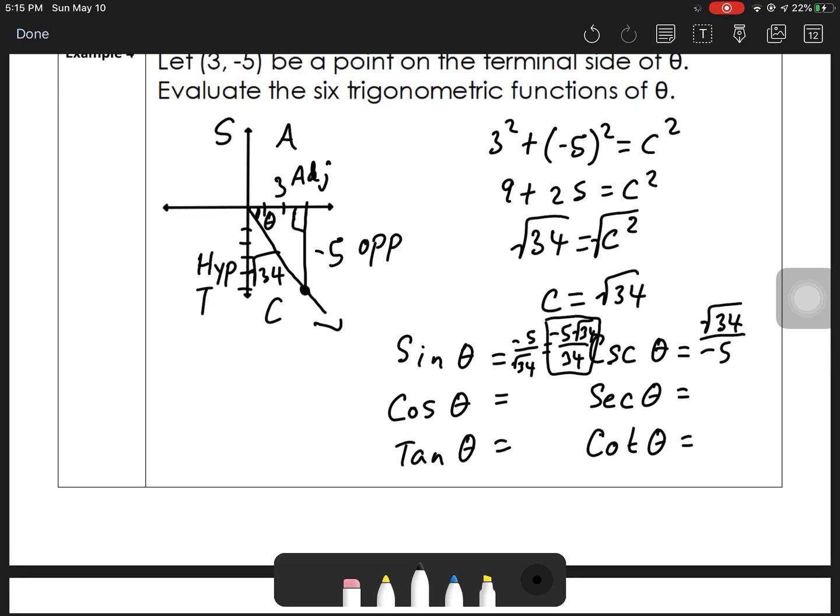And then for cosine, now it's the adjacent over hypotenuse, which is positive 3 over the square root of 34, which becomes positive 3 square root of 34 over positive 34. And then the reciprocal of that would be the square root of 34 over 3. Now these are positive because we're in that fourth quadrant, which is the cosine quadrant.